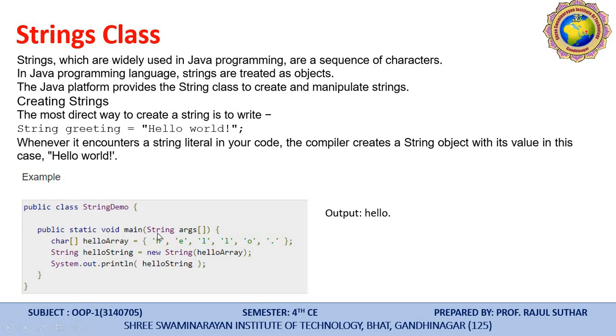Here public static void main String args, and we require a hello array. This is the array that covers the characters. So it is of character data type, and the list of elements is in curly brackets. We require separate H, E, L, L and O, and we require the dot also. Again we write the object of a string, helloString. So we require the new keyword: new String(helloArray), and System.out.println(helloString). So this is the output of this program.